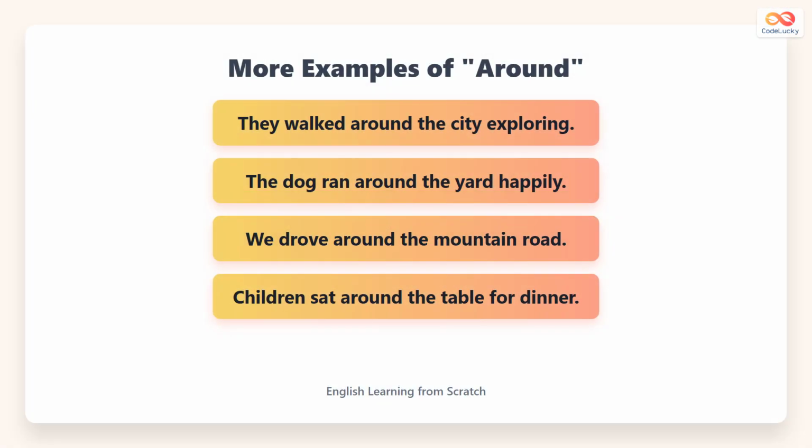They walked around the city exploring means they followed the outside paths. The dog ran around the yard happily shows circular movement in the yard area. We drove around the mountain road follows the curved road encircling the mountain. Children sat around the table shows positioning around the outside edge.